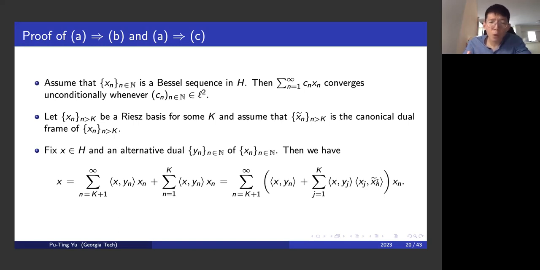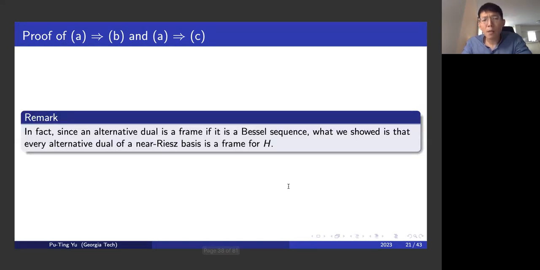So this gives us a way to relate the inner product of X and Yn to the inner product of X and Xn tilde. From here, we can show that Yn is a Bessel sequence. Similarly, using a very similar technique, we can also show that every synthesis pseudo-dual associated with the near-Riesz basis is a Bessel sequence. This completes the implication from A to B and A to C. Actually, since an alternative dual is a frame if it is a Bessel sequence, what we really showed is that every alternative dual and also every synthesis pseudo-dual of a near-Riesz basis is a frame for H.